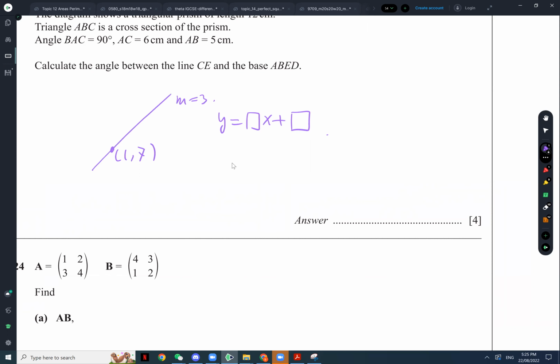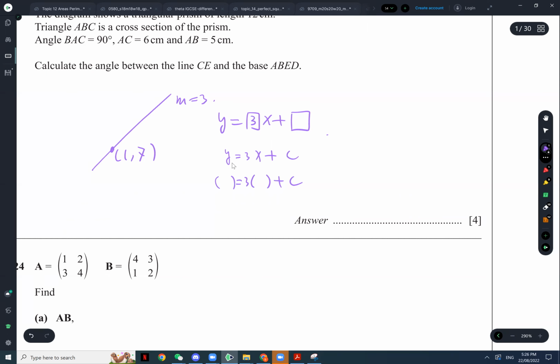Find the equation of the line. Fei, what's the number in the first box? Very good. How did you find the second number? We use y equals 3x plus c.